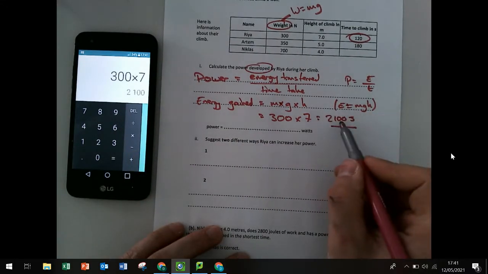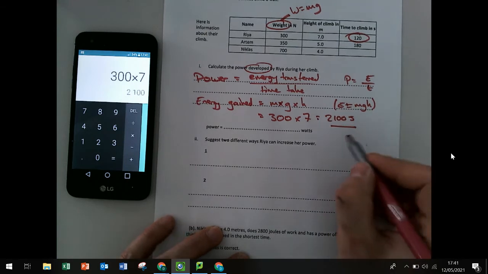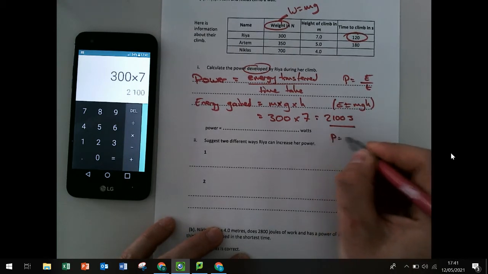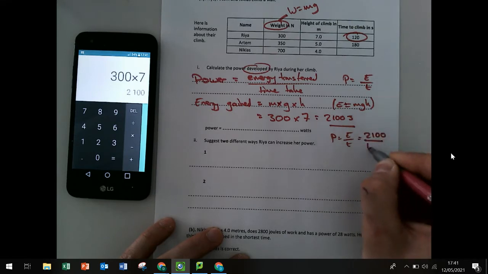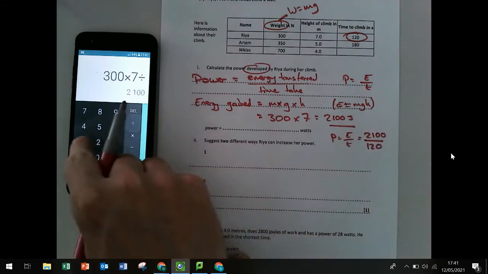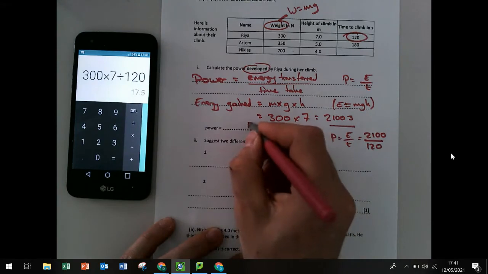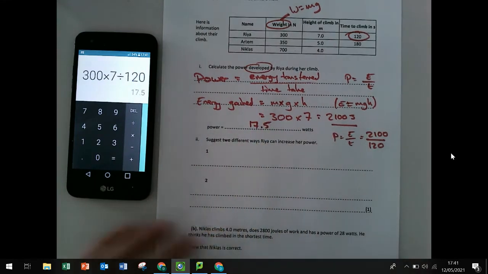So now we've got an energy, and now we can do the power. So power is energy over time, which is 2,100 over the time 120, which is 17.5 watts.